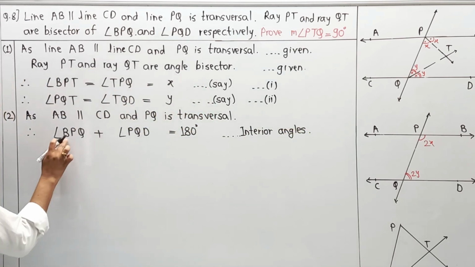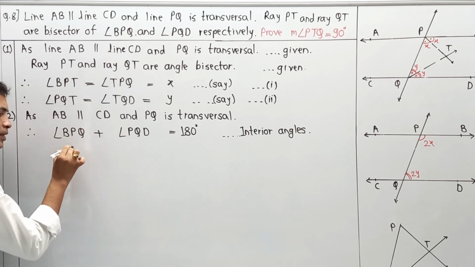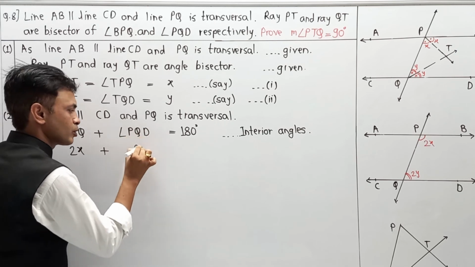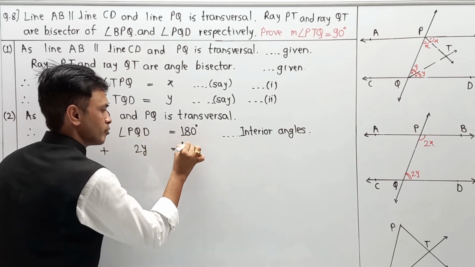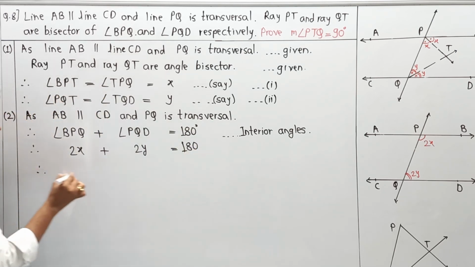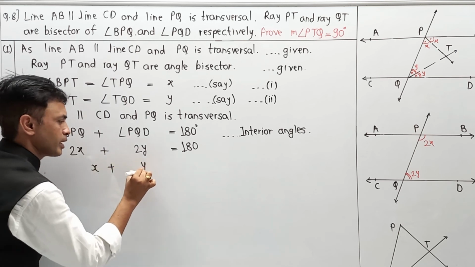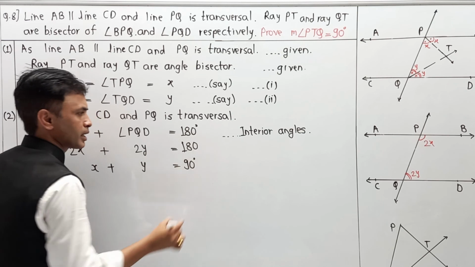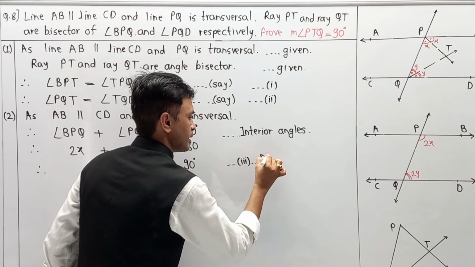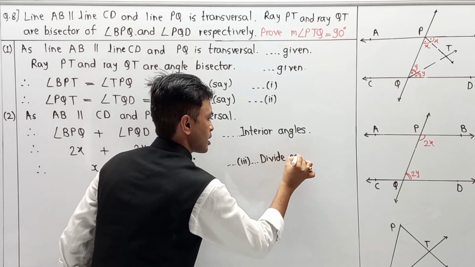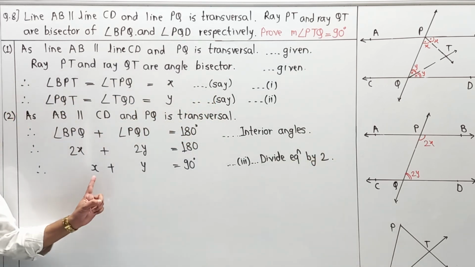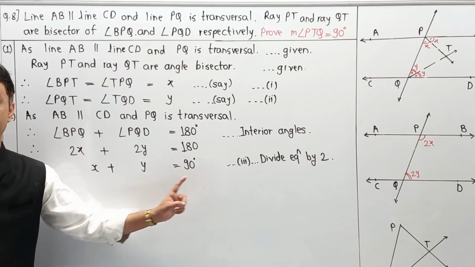Next, the value of angle BPQ from the second diagram is 2x. Angle PQD is 2y. So 2x plus 2y is equal to 180 degrees. Dividing the entire equation by 2, the value becomes x plus y is equal to 90 degrees. I am going to call it equation number 3, and the reason is: divide the equation by 2.